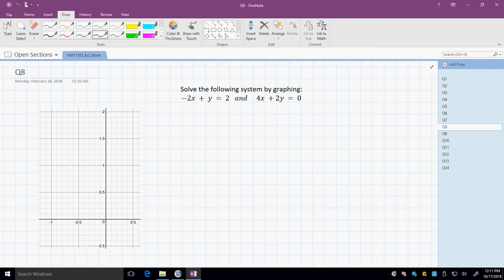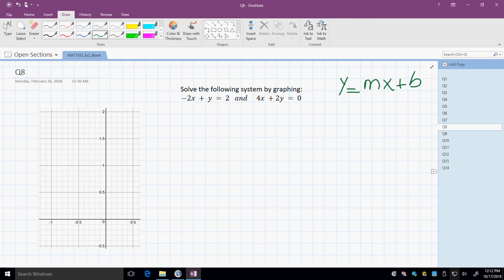What they're asking, solve the following system by graphing. Always when you're graphing, keep in mind this equation, y equals mx plus b. That is your slope-intercept. Remember, always your m, the number right next to the x, the variable, is going to be your slope, and b is going to be your y-intercept.